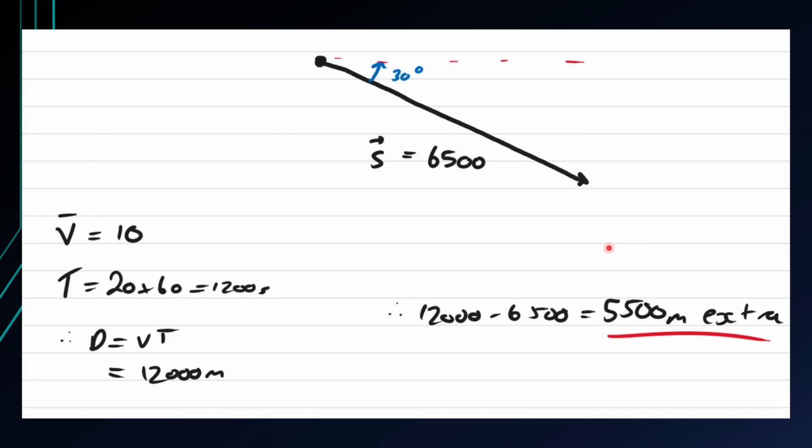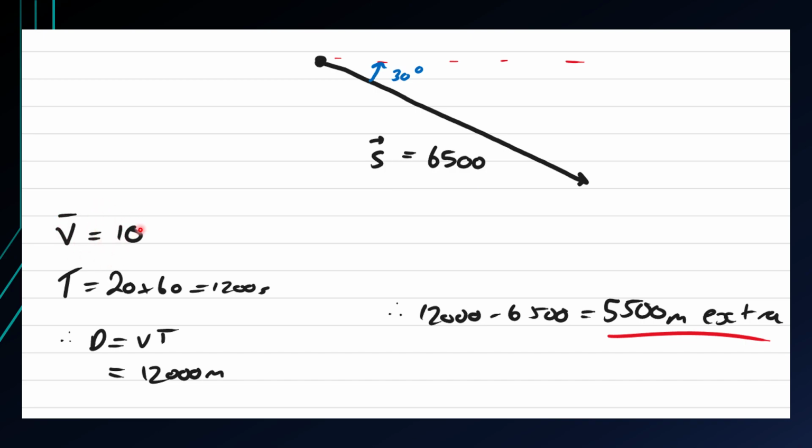So here's the solution. We're first going to start off with this diagram. We use the letter S for displacement. So he's displaced 6,500 meters from the origin, 30 degrees below the y-axis, and he's ended up somewhere here.